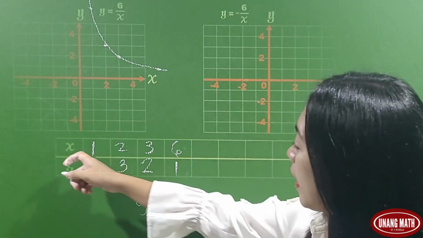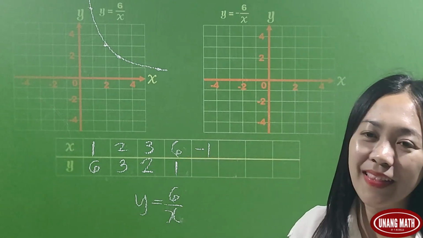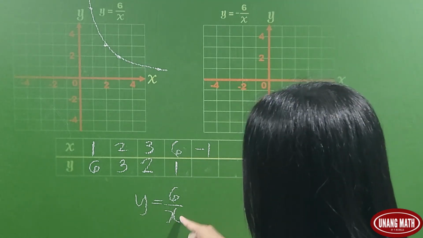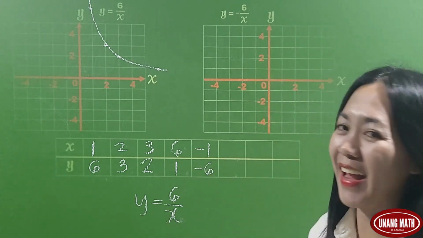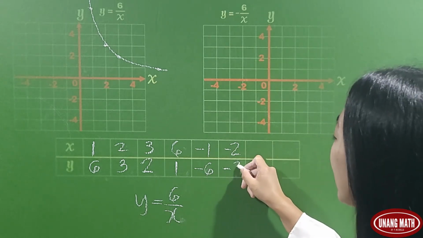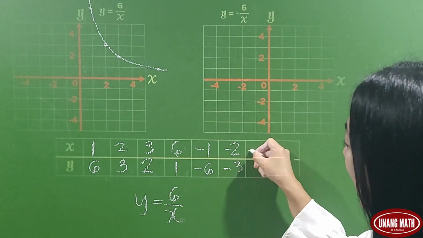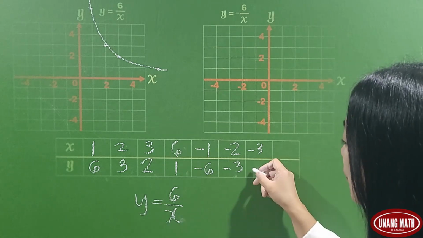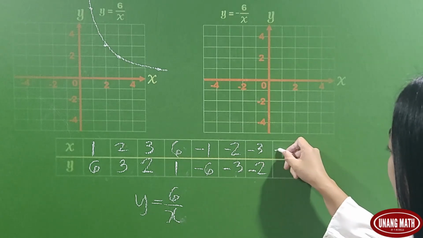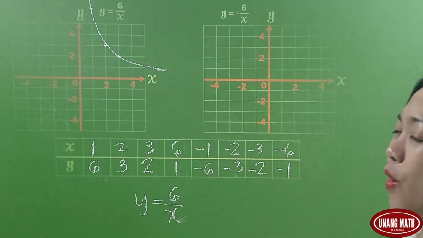Now, how about if the value of x is negative 1? What will be the value of y? So 6 divided by negative 1, then y is negative 6. If x is negative 2, so 6 divided by negative 2, y is negative 3. If x is negative 3, so this is 6 divided by negative 3, then y is negative 2. How about if x is negative 6? So 6 divided by negative 6, that would be equal to negative 1.